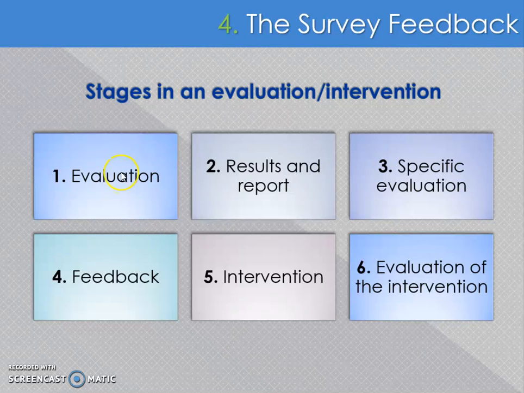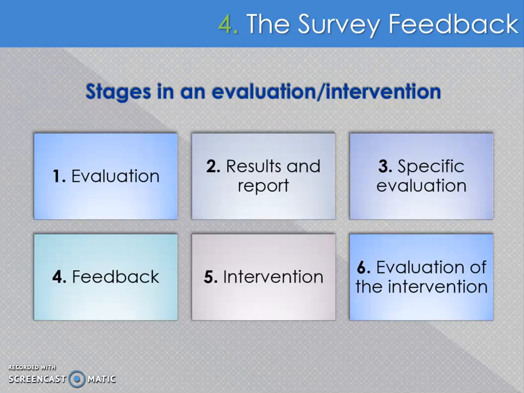When we have the data of every employee, we will analyze the information, and these results will be explained in a report. The number 2. This report will be given to the organization. When we have the report finished, usually in this report we will propose specific evaluations of those variables with worse results. Specific evaluation, the third point.